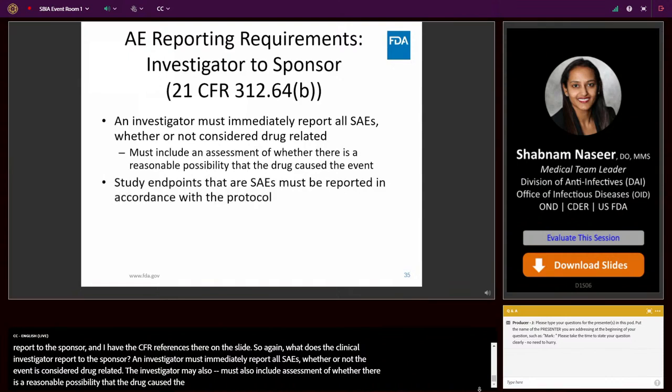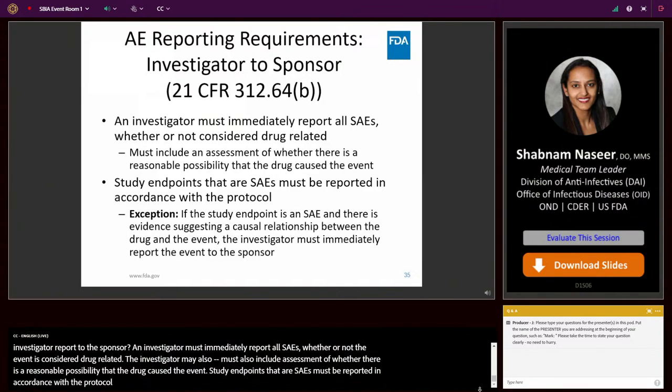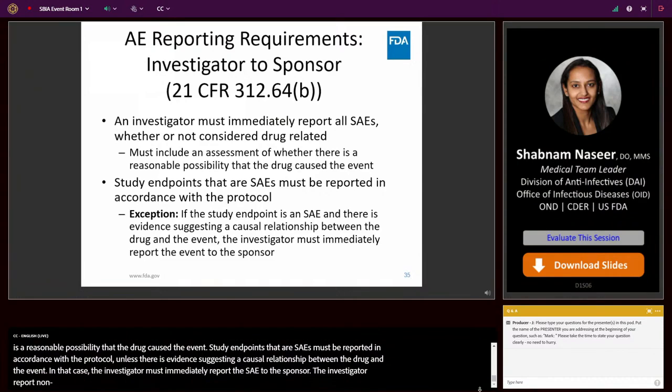Study endpoints that are SAEs must be reported in accordance to the protocol unless there is evidence suggesting a causal relationship between the drug and the event. In that case, the investigator must immediately report the SAE to the sponsor. The investigator must record non-serious AEs as well and report them to the sponsor according to the timetable in the protocol.